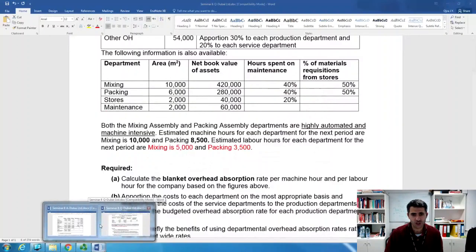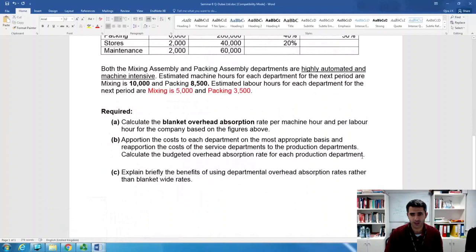Now the question asks you to calculate or apportion the cost to each department on the most appropriate basis, and then you need to reapportion the cost of the service departments to the production departments. And after that we also need to calculate something called the OAR, the budgeted overhead absorption rate. So this question talks about the 3 steps we learned in the lecture. 3 steps. So let's have a look at the first step.